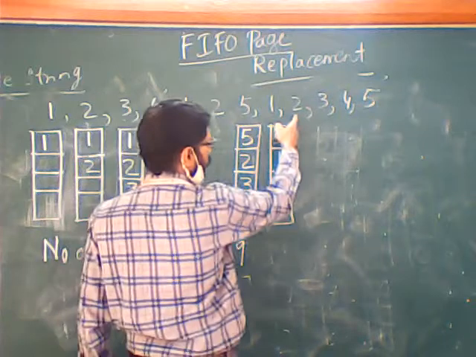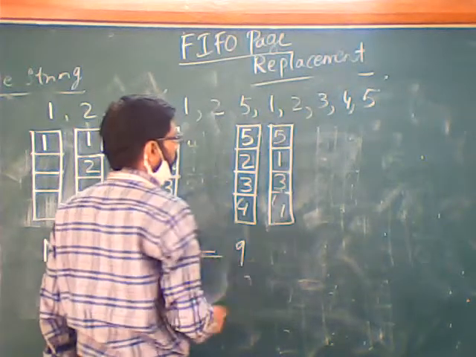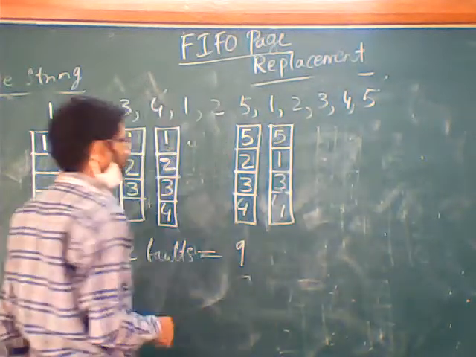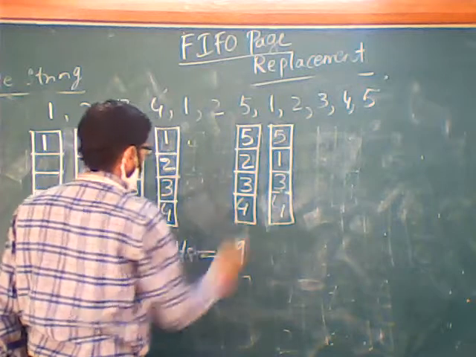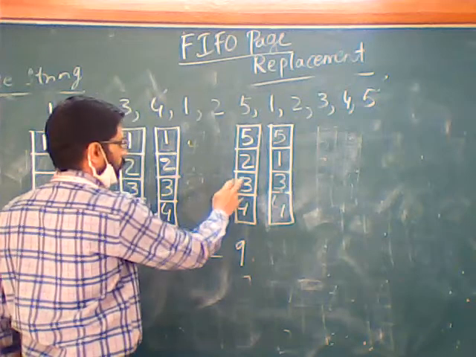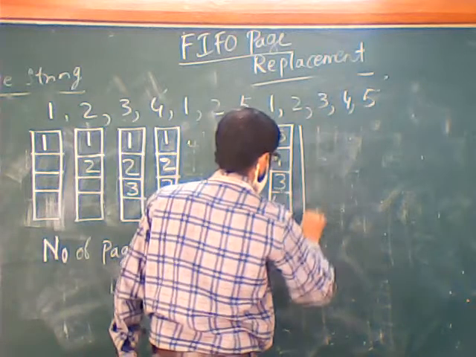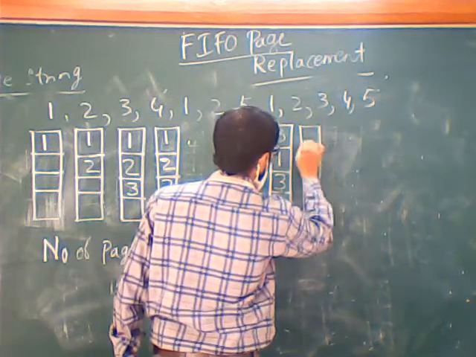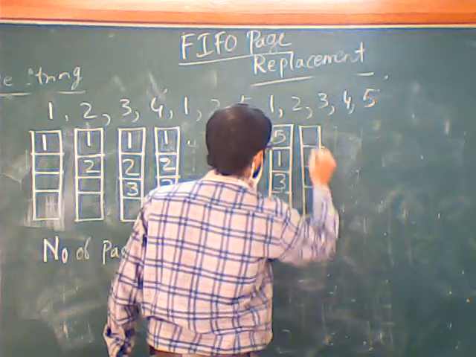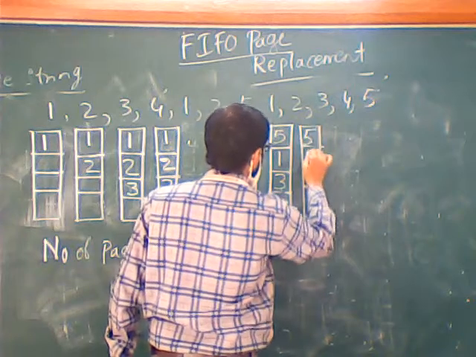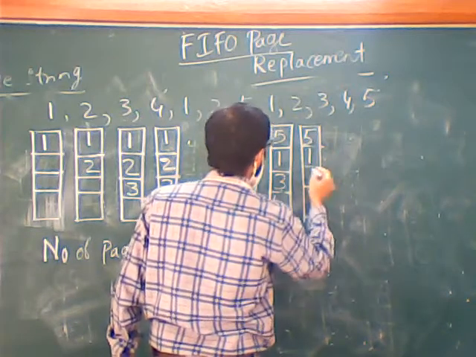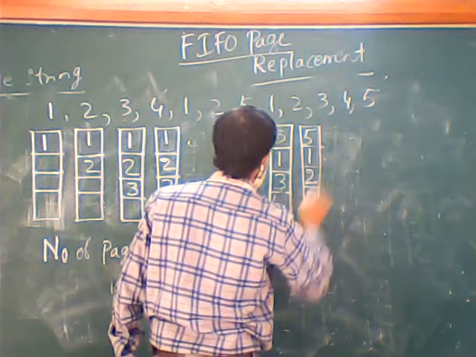Next we are referring to 2. Is 2 present? No. It has to be replaced. Replace with what? 5, 1, 3, 4. We need to replace 3. Should be 5, 1, 2, and 4.